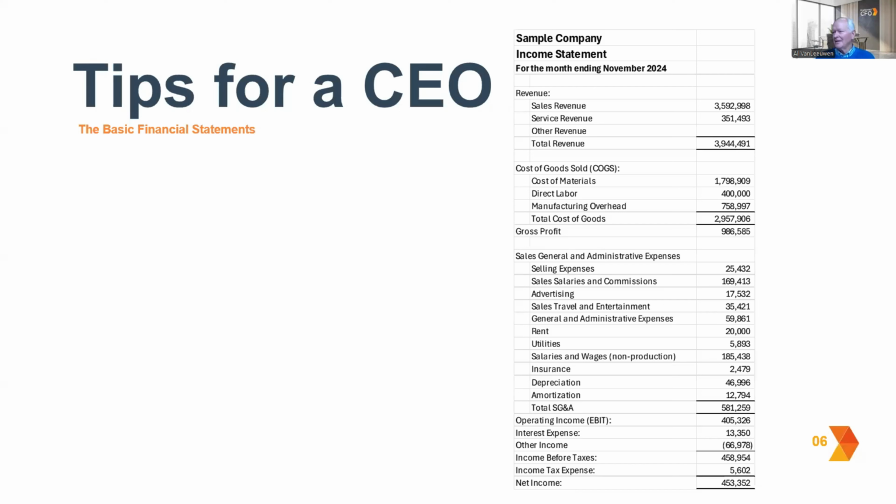Notice that the sales salaries and the salaries and wages for the administrative team are almost equal to the direct labor. So if you feel that you should save money on labor, you would probably be looking at your administrative labor.